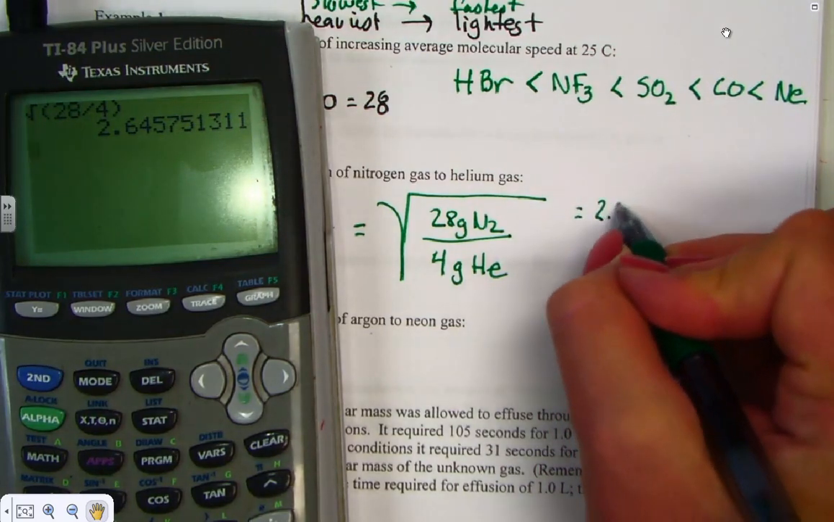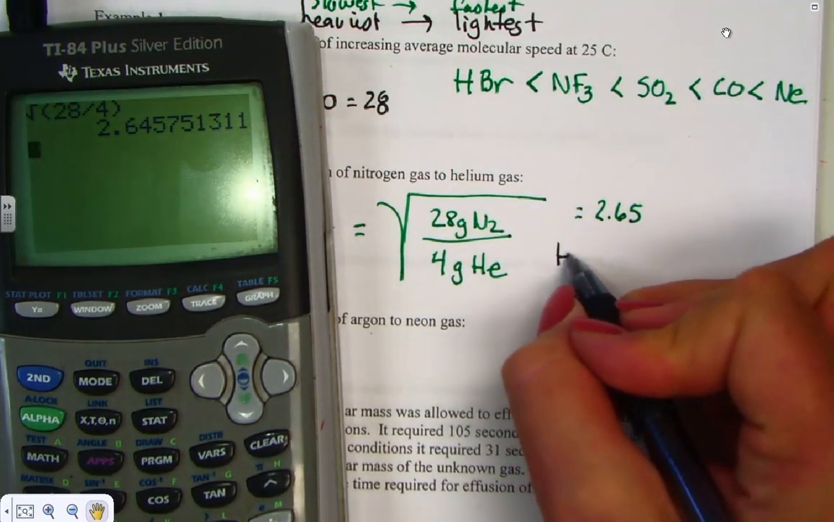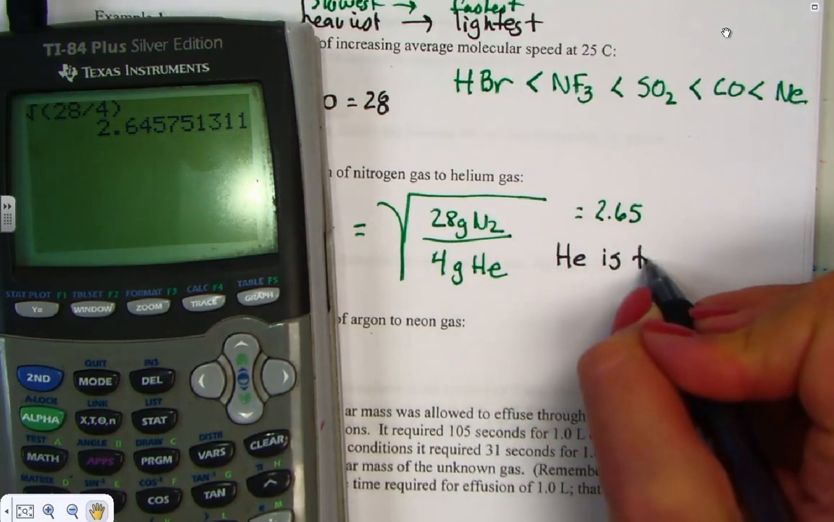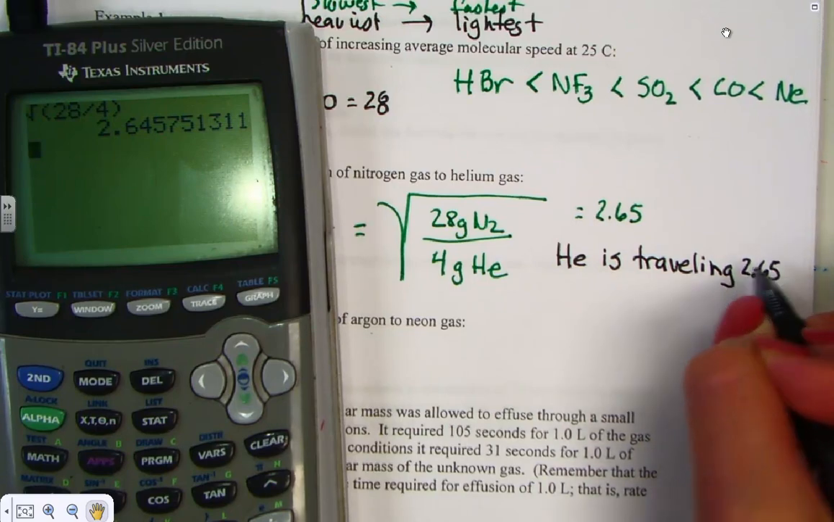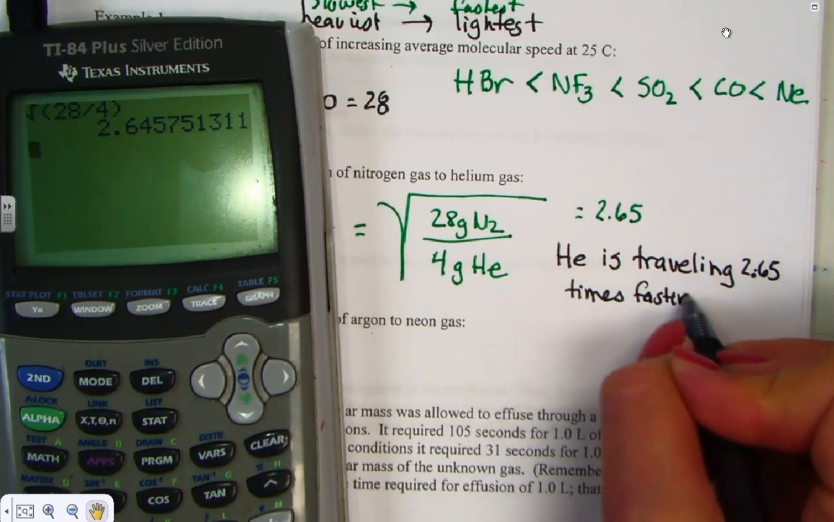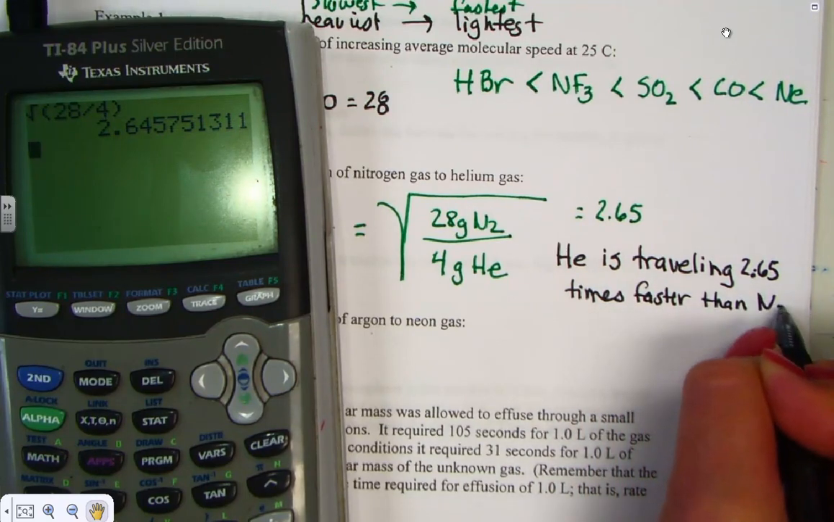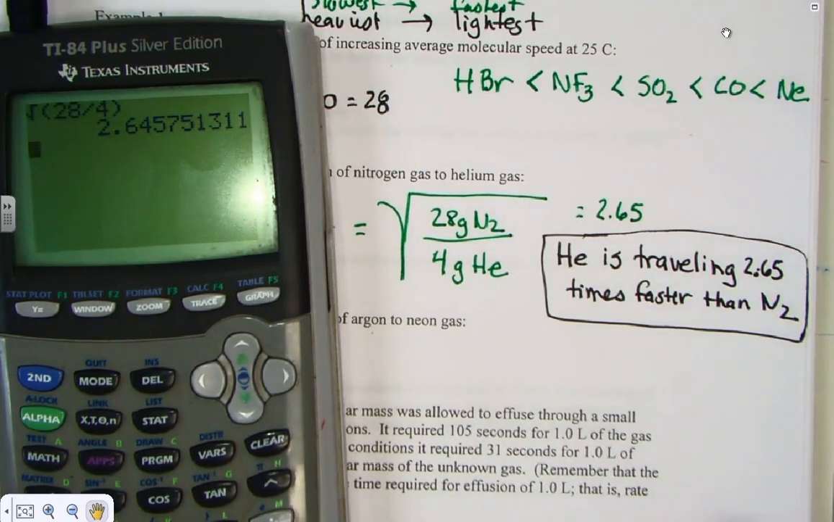Now I want us to write a sentence so I know you know what that number means. What that means, helium is traveling, write this with me, 2.6 times faster than nitrogen. That's our answer. We solve for the ratio of velocity. Helium zipping along 2.65 times faster. 28 over 4, square rooted, and we find our ratio of velocities.